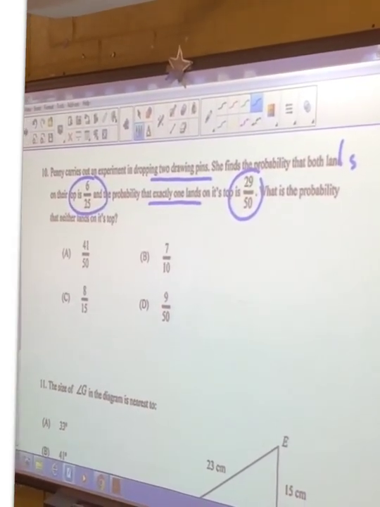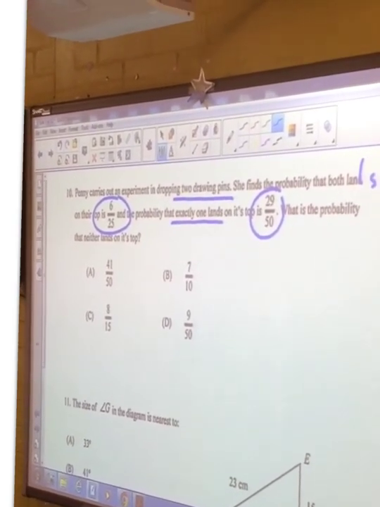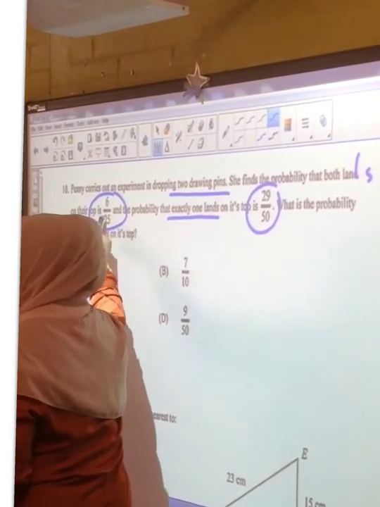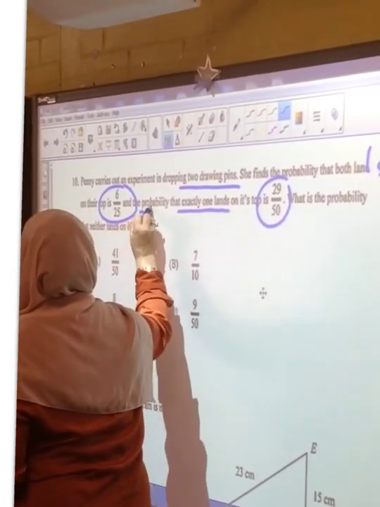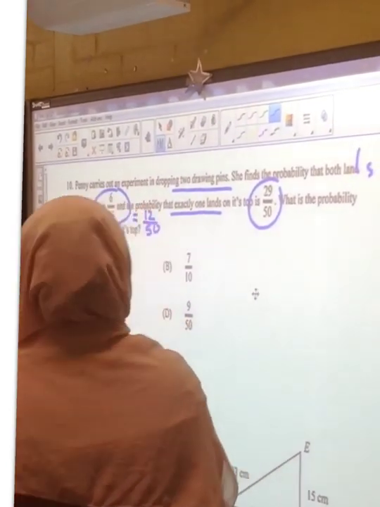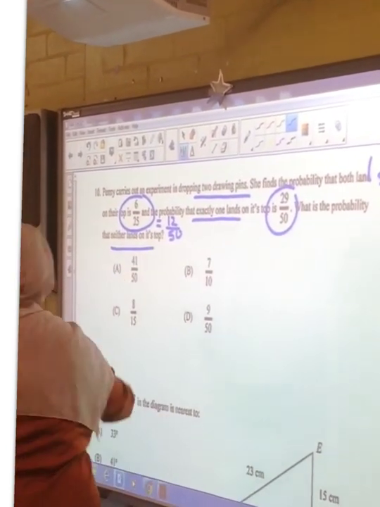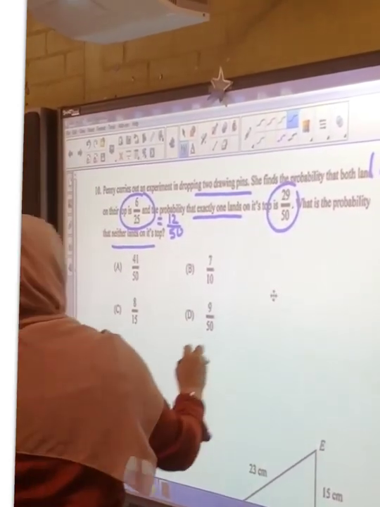Sometimes when they simplify the fraction, it might confuse you a bit. I can reverse the process for this fraction and make it the same denominator. That would be 12 over 50. It makes it much easier for you to see. What's the probability that neither of them lands? Okay, let's have a look if I wanted to make a tree.